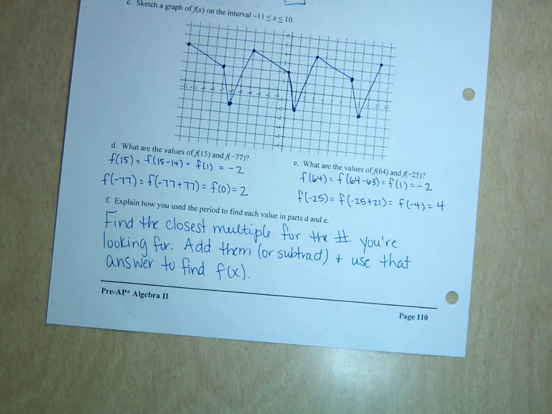Okay, so let me ask you, if the period of your function was 3, what multiples would you look for? Multiples of 3. If the period of your function was 19, you would look for multiples of 19. If the period of your function was 2/3, you would look for multiples of.